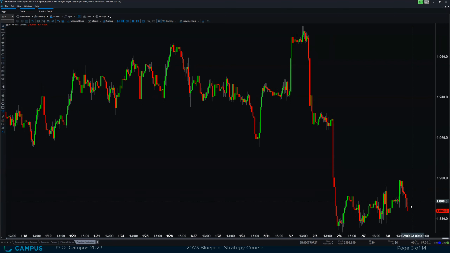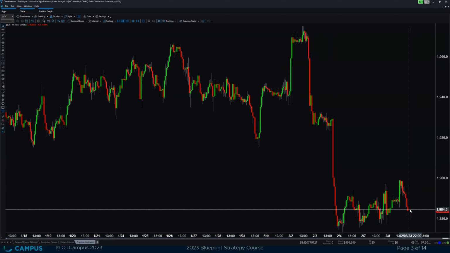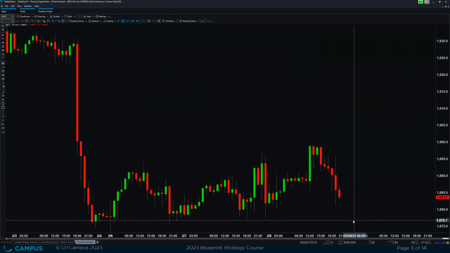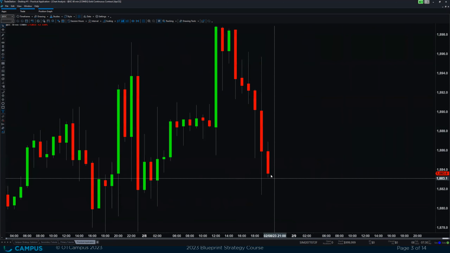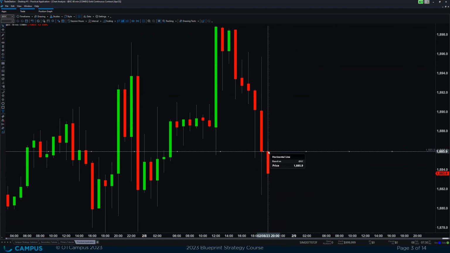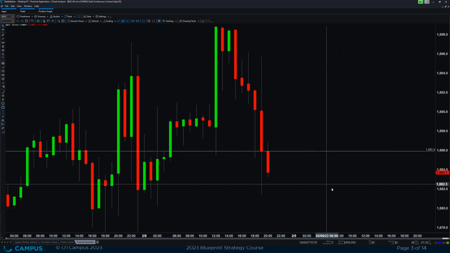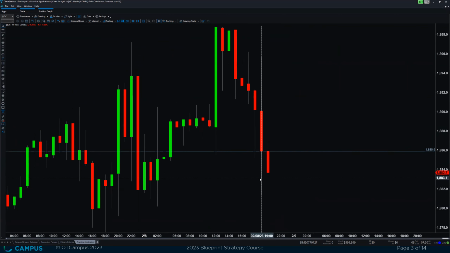What you can also see is, if you zoom in here a little bit, you can see where this specific candle opened, and it opened right here at the price of 1885. You can also see where this candle is at the moment. You can see it's moving up and down, and you can also see that it's not yet closed, right?